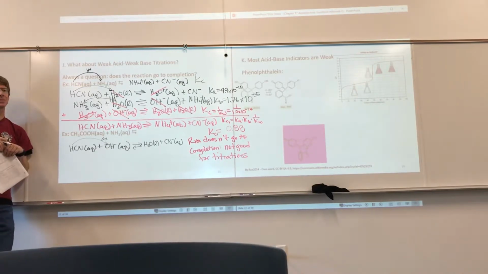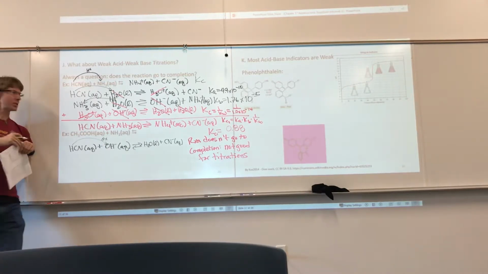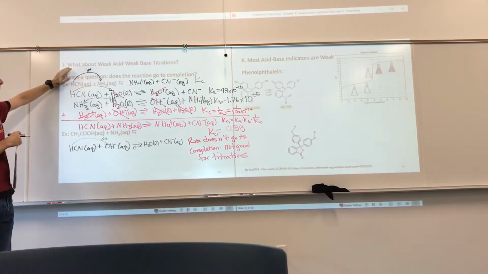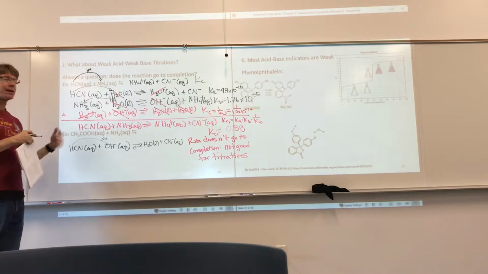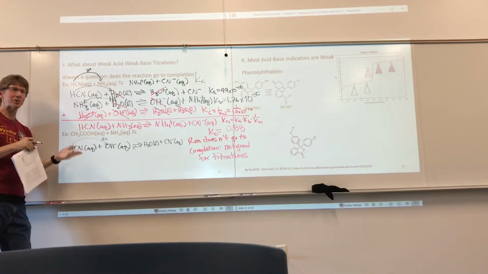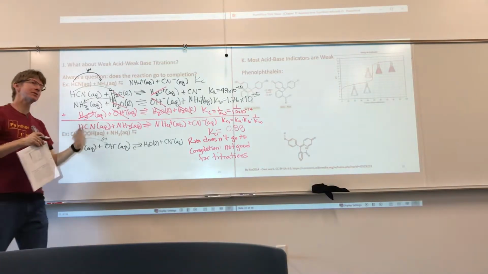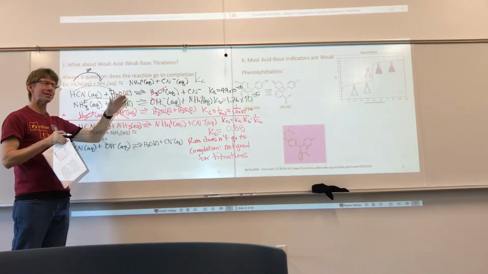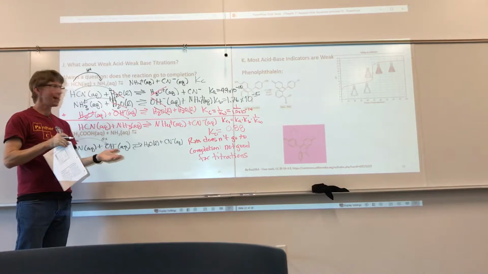Marissa? Why exactly do the reactions need to go to completion to be good for titration? Good question. Why do they need to go to completion to be good for titrations? Well, the short answer is that oftentimes titrations are used to determine the concentration of an unknown acid or base. If you want to do that and have a nice equivalence point, a nice titration plot, the reaction has to go to completion.